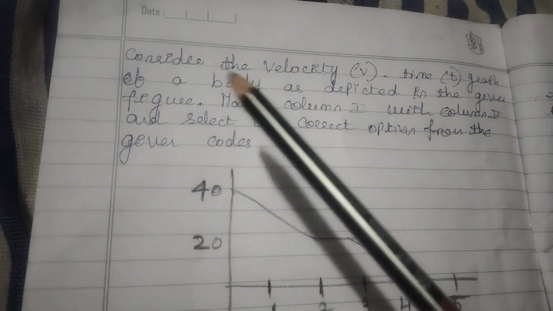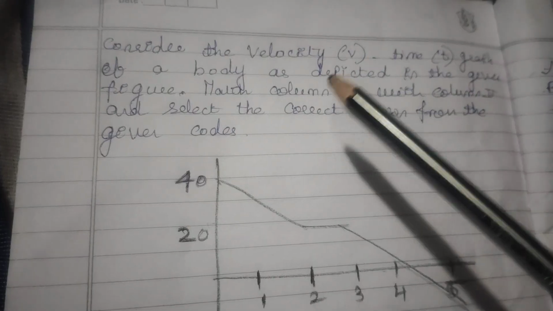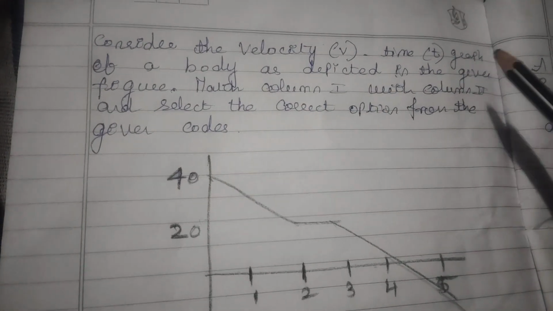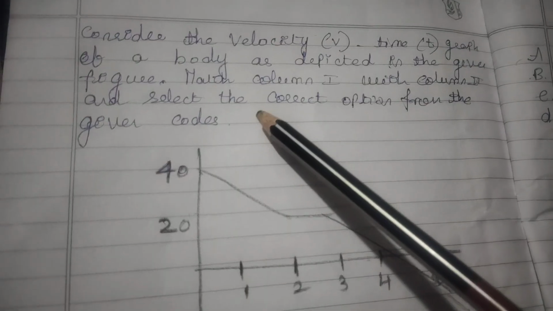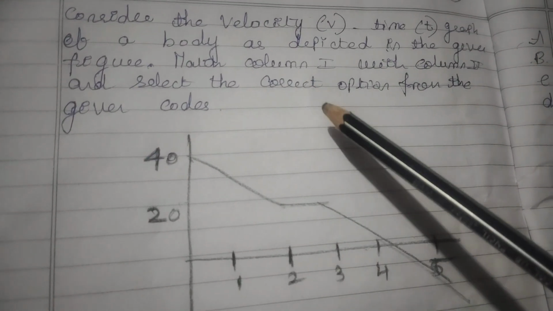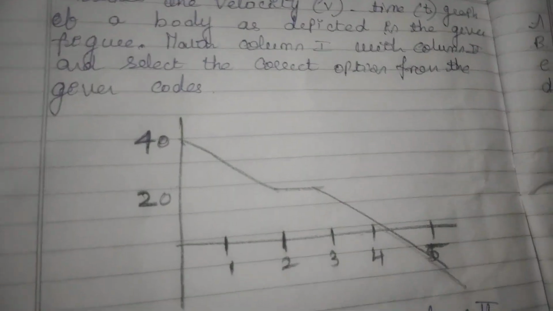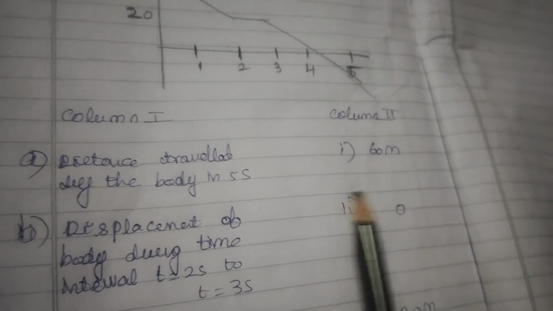NSO Class 7 2024 Set B Question number 15. Consider the velocity time graph of a body as depicted in the given figure. Match column 1 with column 2 and select the correct options from the given codes. So this is the velocity time graph. So we have to match column 1 with column 2.